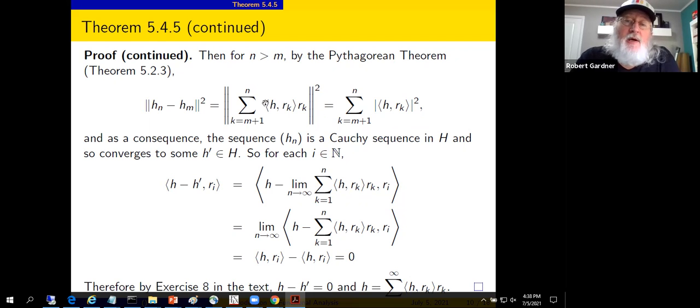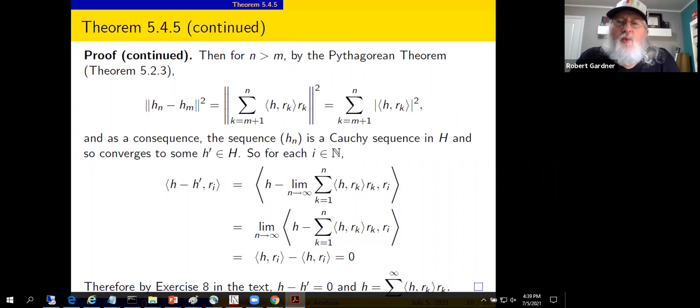We've got orthogonality. What's the norm of one of these vectors? Well, the R sub k's have norm 1, so we lose that, and we're just left with a modulus of the inner product, and of course that gets squared by the Pythagorean theorem. So right there is where the Pythagorean theorem is used.